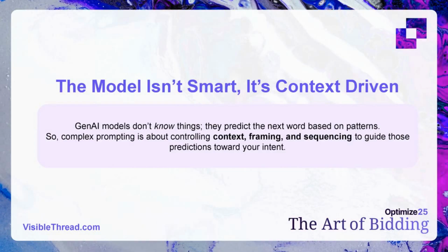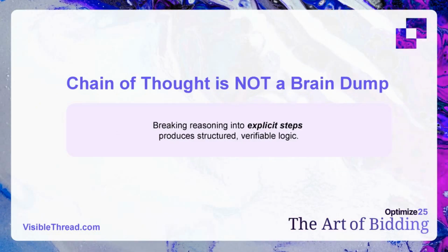Again, approach this like you're programming behavior through language, not giving commands per se, but defining constraints and logic with words. So the next thing we want to consider is that chain of thought is not a brain dump. When I say this, what I mean is that chain of thought is a technique that we can use to get better reasoning from our model by guiding the AI to break down those complex problems or asks into manageable steps rather than jumping to the final answer.